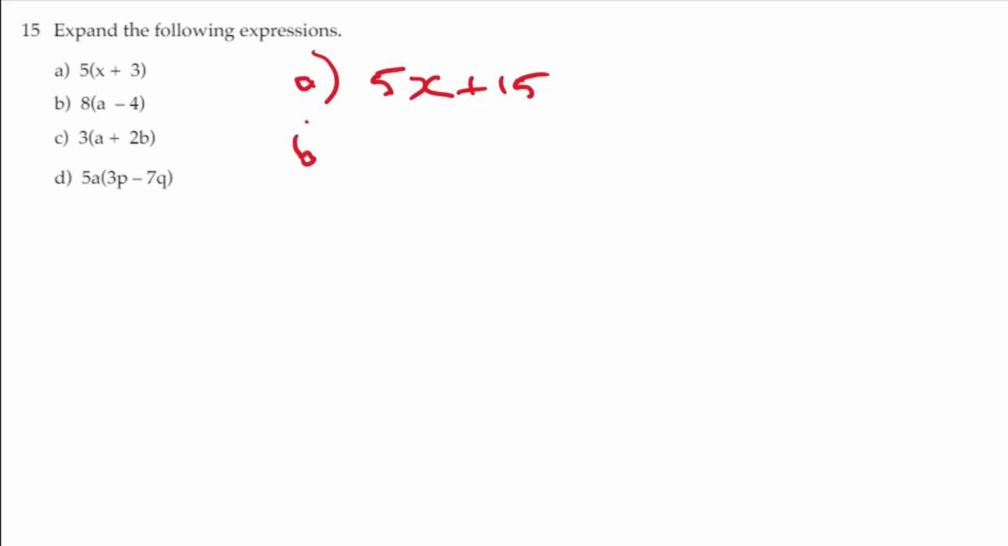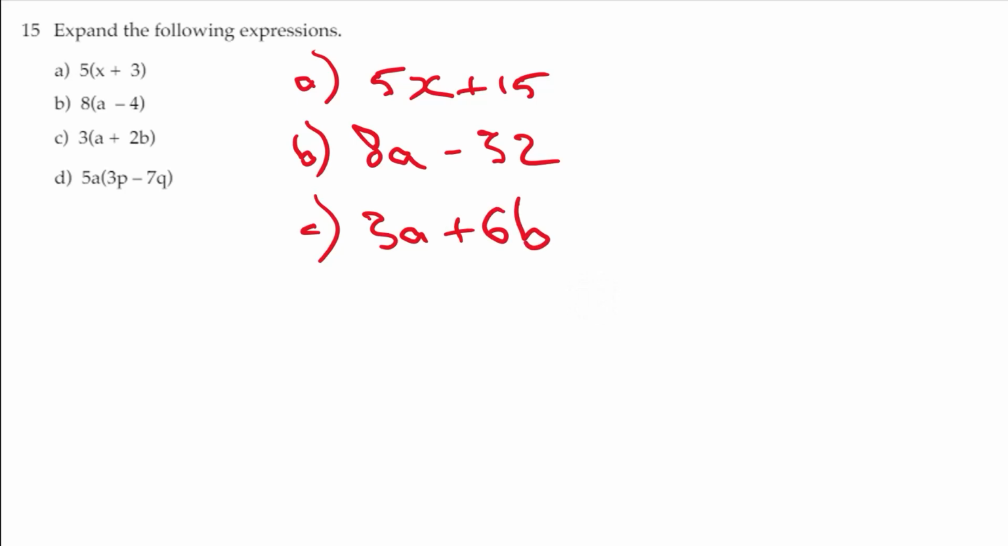Moving on to B. Instead of a plus, we have a minus, but it's essentially the same thing. We have 8 times a gives us 8a, and then 4 8s are 32, but it's a minus, so it's minus 32. C, we have 3a because we got 3 times the a, and then we're adding 3 times the 2b. Now, we have a mixture of numbers and letters. That's okay, we do the numbers first. 2 3s are 6. So we have 6, and then we do the letters. Oh, we've only got a b. So there we go. 3 times 2b is 6b.